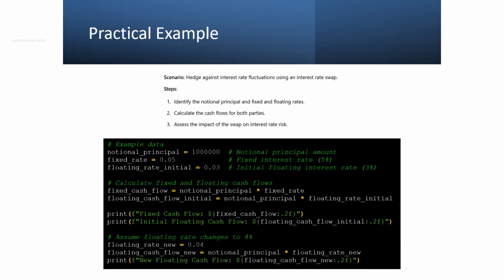Let's implement an interest rate swap to hedge against interest rate fluctuations. We identify the notional principal and fixed and floating rates, calculate the cash flows for both parties, and assess the impact of the swap on interest rate risk. This example demonstrates how an interest rate swap can manage interest rate exposures.